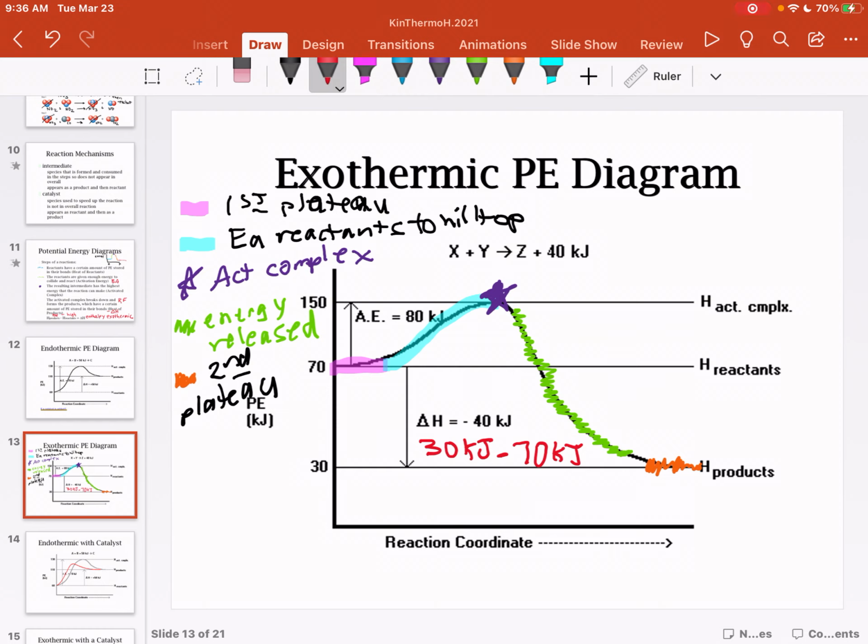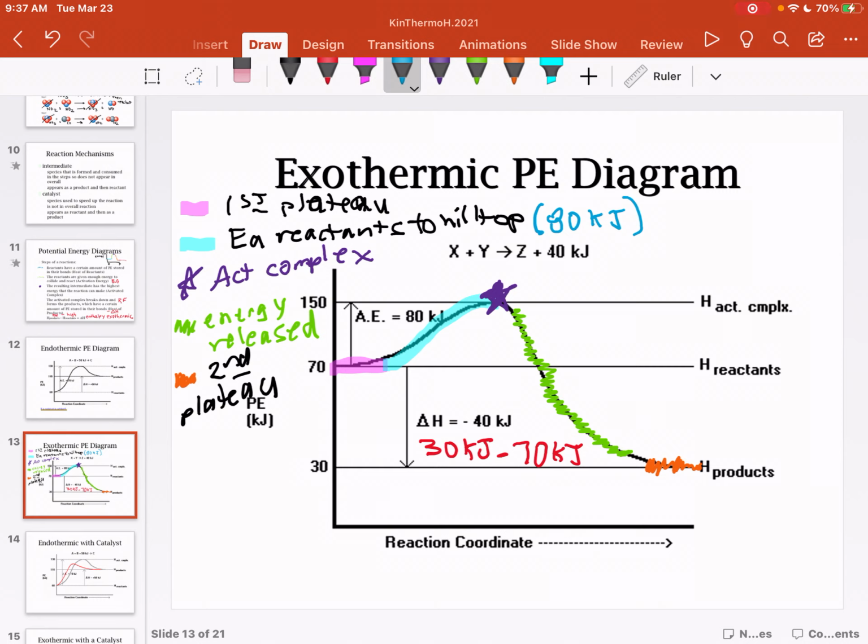How do I get my activation energy? I take the difference between the energy of the reactants, which is 70, and the energy of the activated complex, or again, from reactants to the hilltop. My energy from reactants to the hilltop, I can easily see, is the difference between 70 and 150, and that is 80 kilojoules. And of course, activation energy is always the energy added, so it's always endothermic, and so the sign there doesn't really matter.